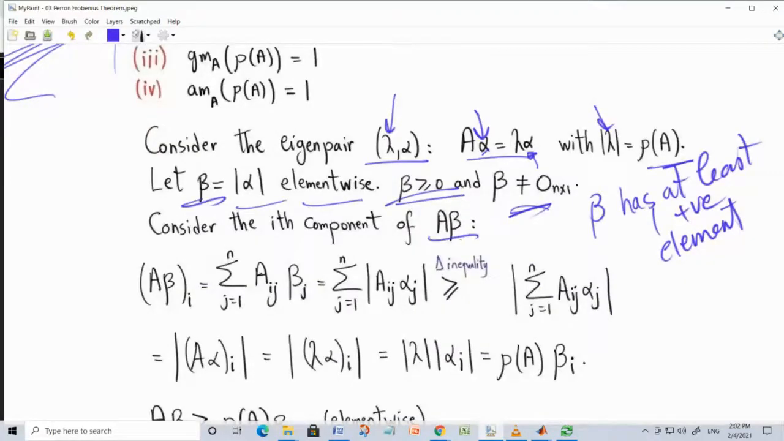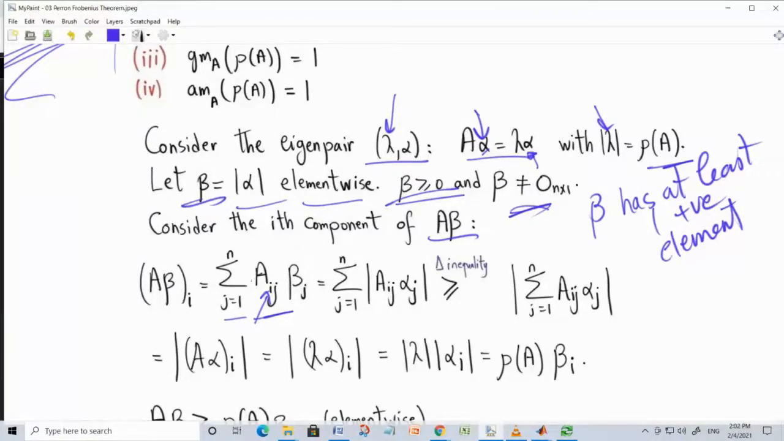Now multiply A by beta and examine the ith component. What is the ith component of A multiplied by beta? Well, you do a sum involving the elements on the ith row of matrix A. So the ith component of A beta is the summation, j from 1 to n, of a_ij times beta_j. Here we fix the row at i, and then we multiply the respective elements on that ith row with the components of vector beta.